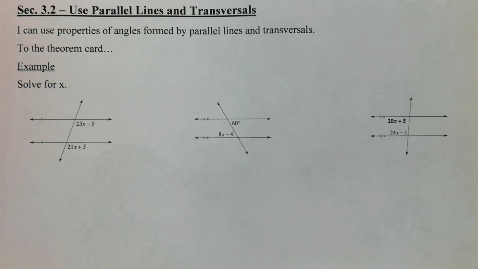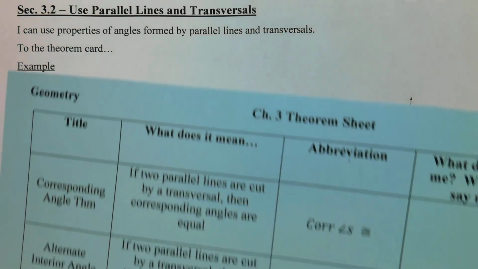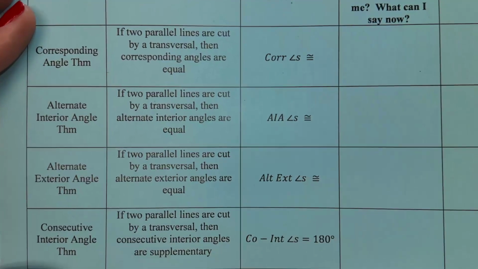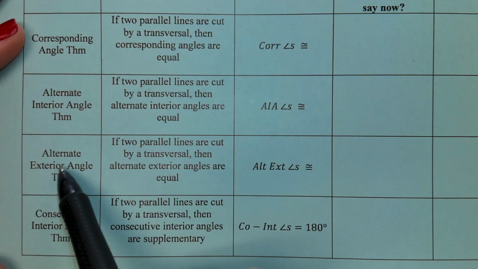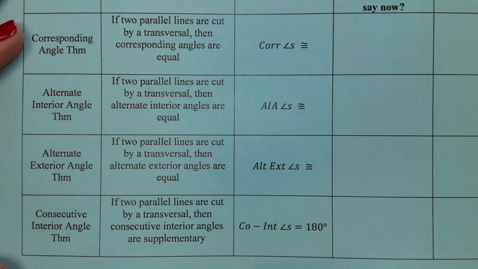All right, this is section 3.2, and today we're going to be talking about parallel lines and then the types of angles they create. We kind of did some of these words yesterday, and they do something a little different when the lines are parallel. So if we go to our theorem card, we're going to be talking about those big four: corresponding angles, alternate interior, alternate exterior, and consecutive interior.